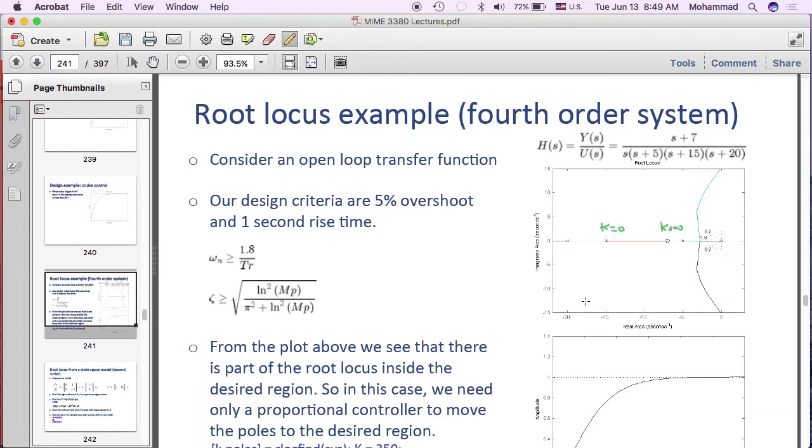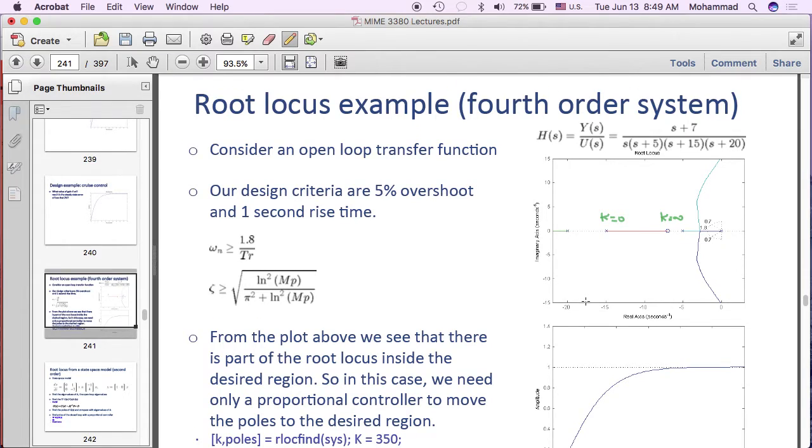Again, we want to design a proportional controller so that the overshoot is less than 5% and the rise time is less than 1 second. So I will give you 30 seconds to calculate the required natural frequency and the required damping ratio. Tell me what is the required natural frequency and the required damping ratio for this system.